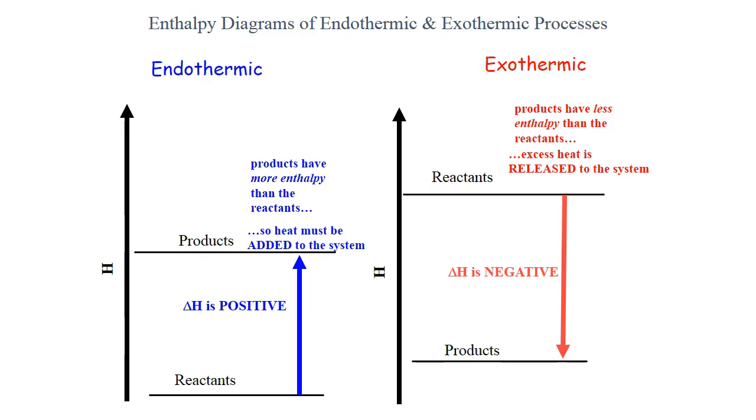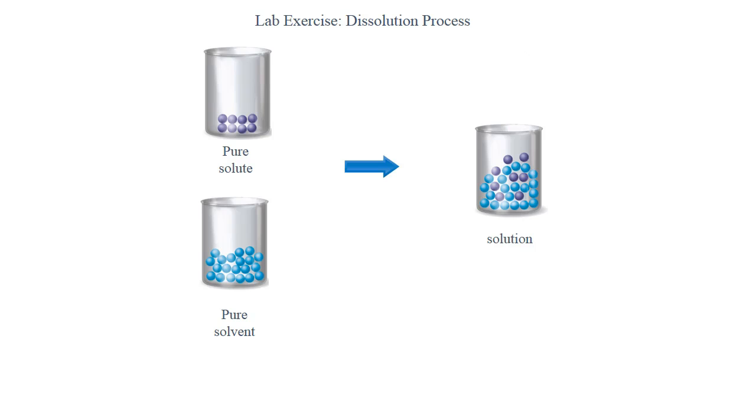So delta H is the enthalpy of the products minus the enthalpy of the reactants. The enthalpy of the products is a lower value, so delta H would be negative. Dissolving a solute in the solvent, and then you're making a solution.